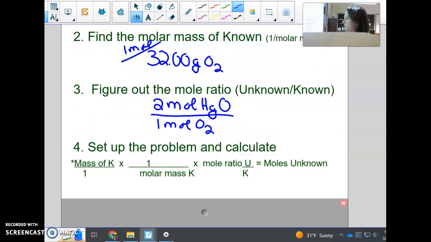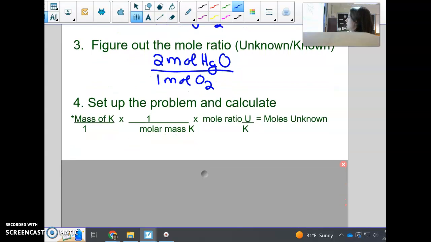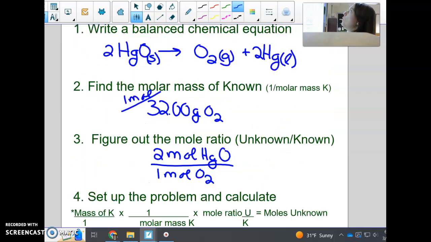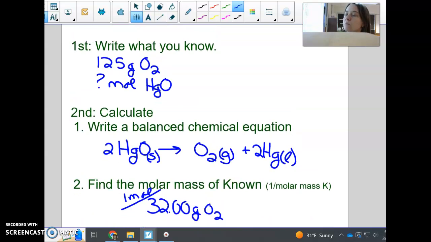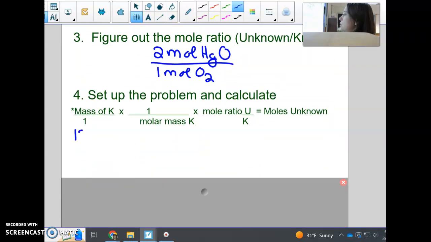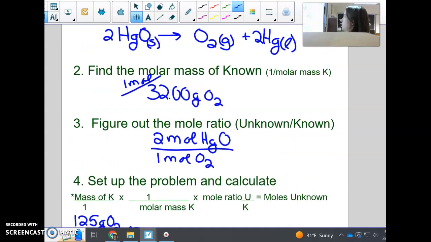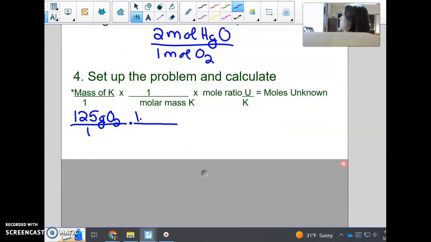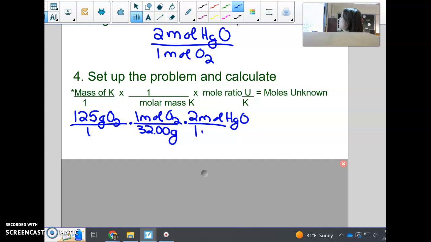All right, so let's set up our problem and calculate. We're starting with our mass that we know. We started out with 125 grams of oxygen. 125 grams O2 over 1 times my molar mass, so 1 mole O2 over 32.00 grams, times my mole ratio, 2 moles of mercury oxide over 1 mole of oxygen.